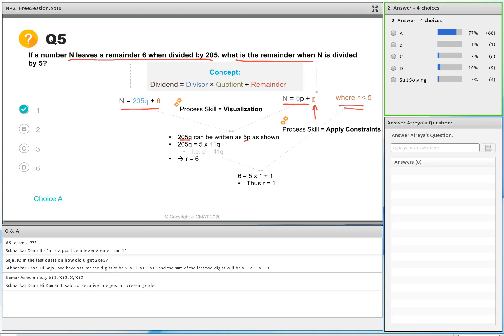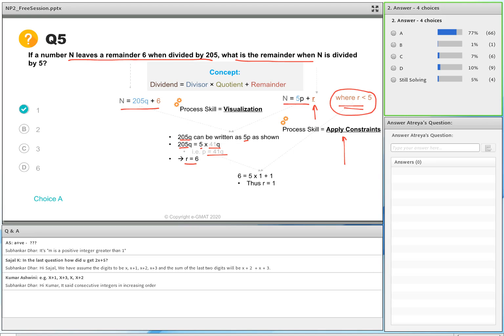So what I can do is write 205q as 5 times 41q. And if I take the value of p to be equal to 41q, I can write 205q as 5p. Then the value of r becomes 6. And a lot of you have marked choice D for the same reason, because you thought that the answer for this is 6. But a very, very important constraint in this question is that the value of r always has to be less than the divisor.